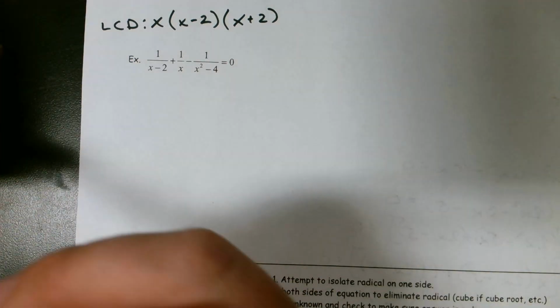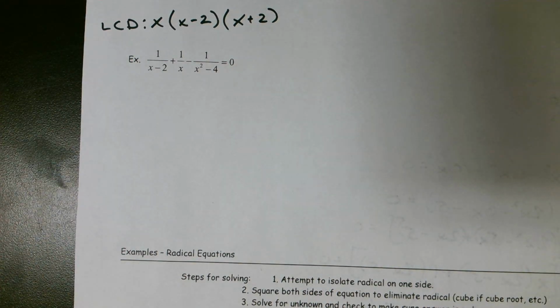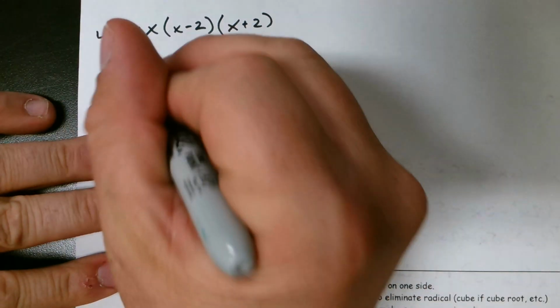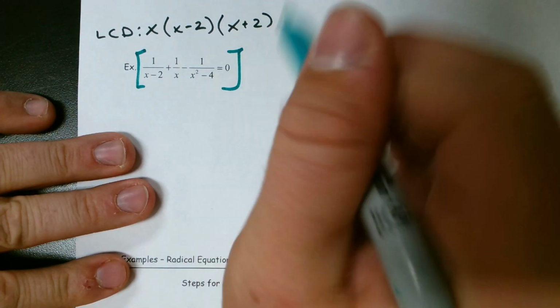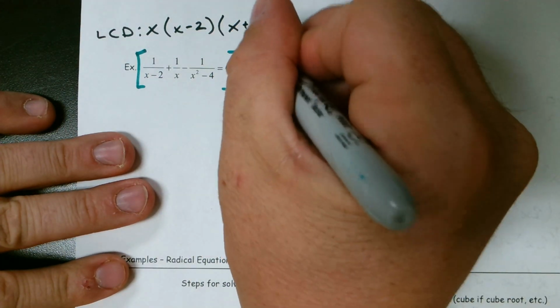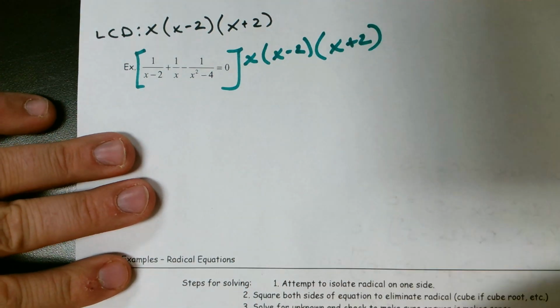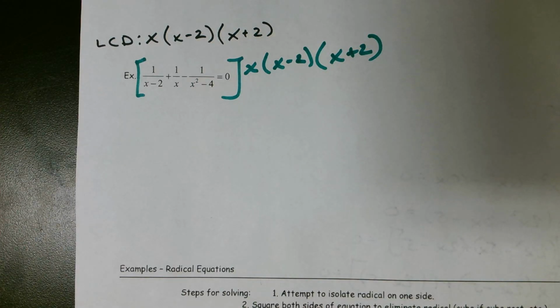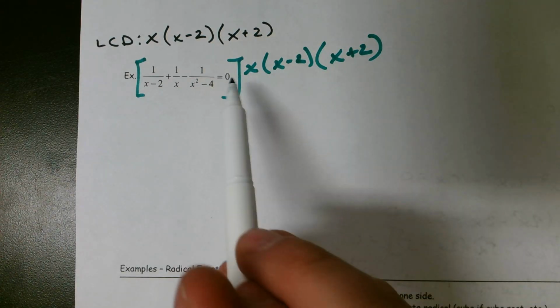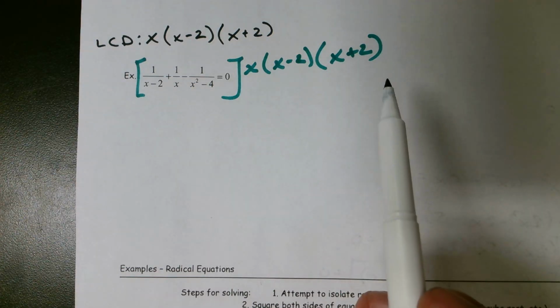Okay, so what we're going to do is multiply everything by x times x minus 2 times x plus 2, the left and the right side. By multiplying the right side by all this, it's going to be 0 still, so that's good. We can still have it equal to 0.